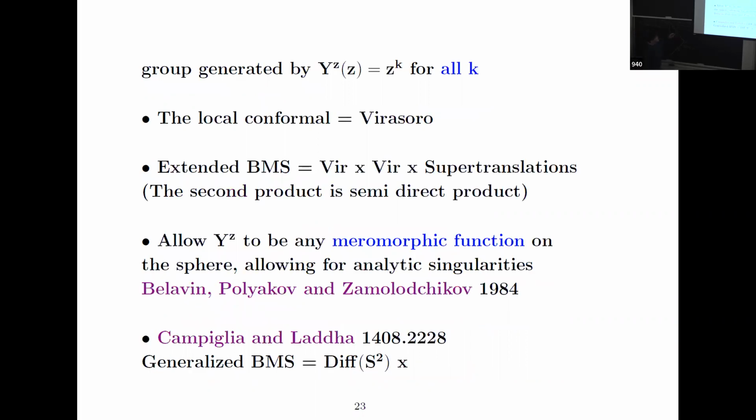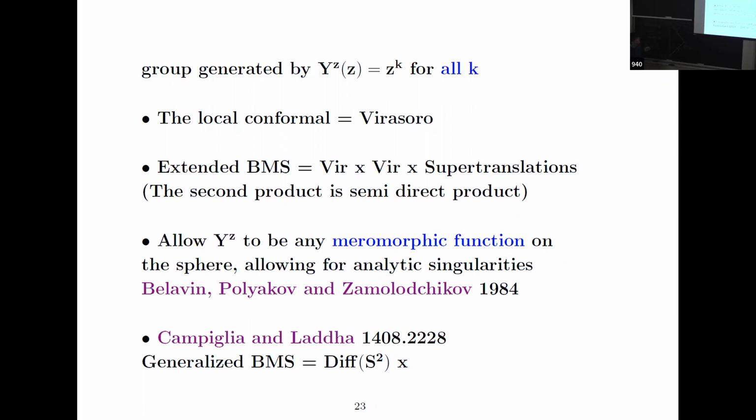Okay, then this local conformal symmetry can be realized as a Virasoro. So the extended BMS is given by left-handed Virasoro, right-handed Virasoro, and the super translation. Strominger pointed out that this Y, Z, the candidate for the meromorphic function, can be taken in this famous paper. How did Virasoro appear?